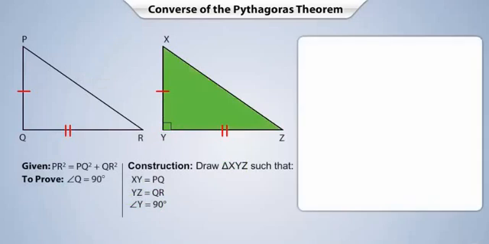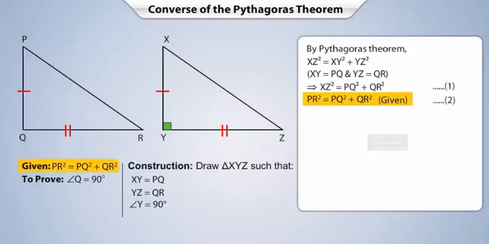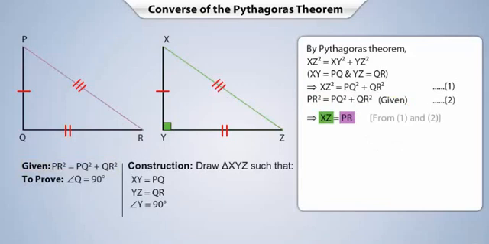Since XYZ is a right triangle, by Pythagoras Theorem, XZ square is equal to XY square plus YZ square. Since XY is equal to PQ and YZ is equal to QR, XZ square is equal to PQ square plus QR square. But it is given that PR square is equal to PQ square plus QR square. Therefore, XZ must be equal to PR.